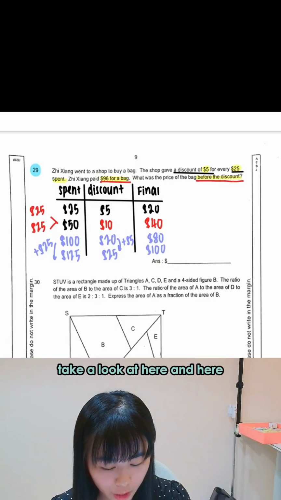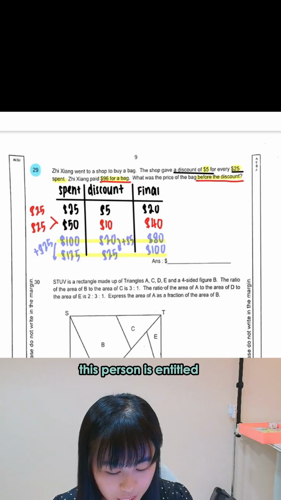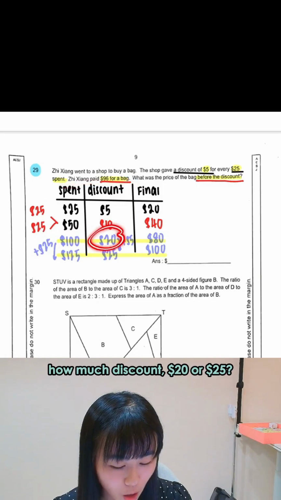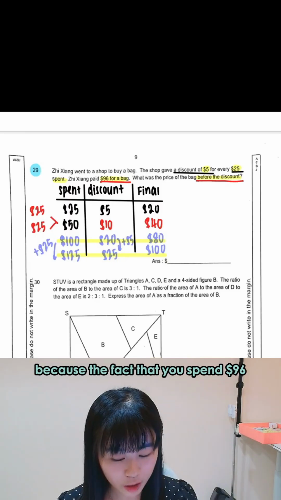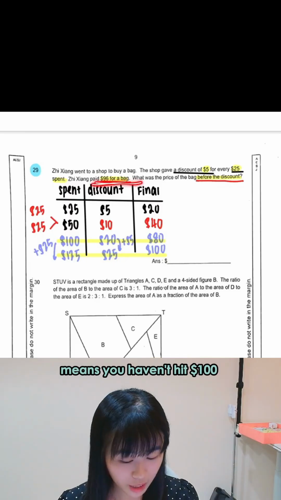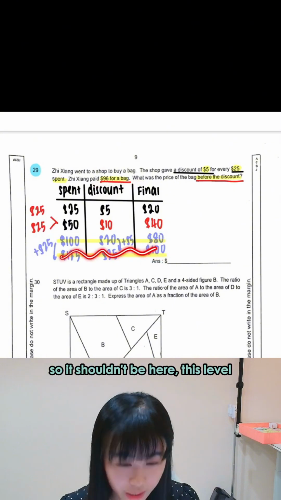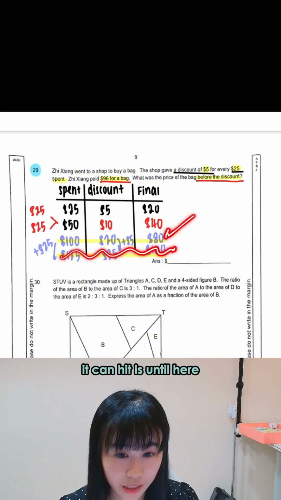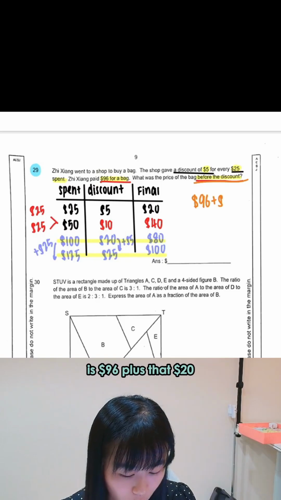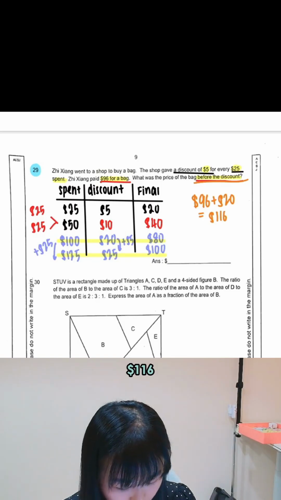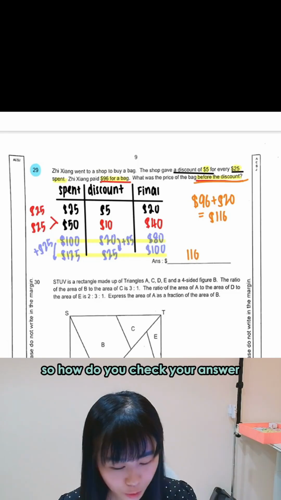Actually, if you take a look at here and here, this person is entitled to how much discount? 20 or 25? Why do you say $20? Why not 25? Because the fact that you spend 96 means you haven't hit 100. So it shouldn't be at this level. The maximum level it can hit is until here. So her original price is $96 plus that $20, $116.